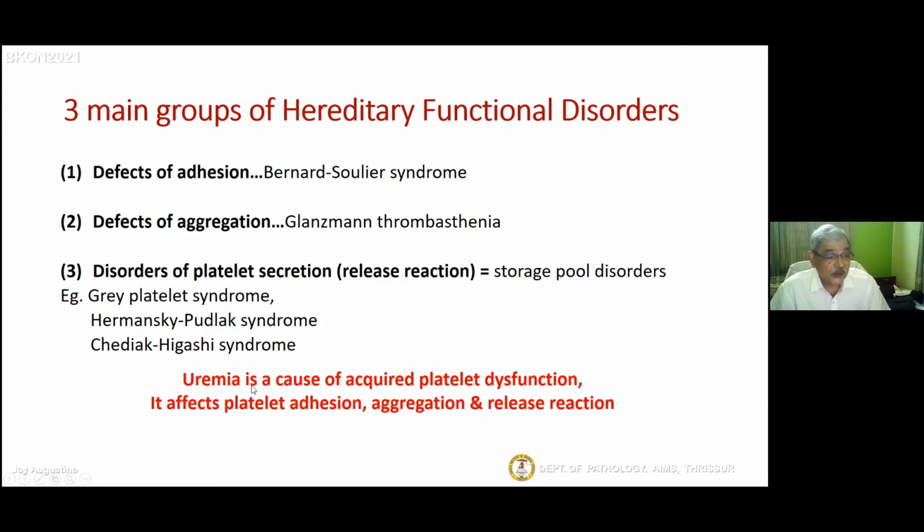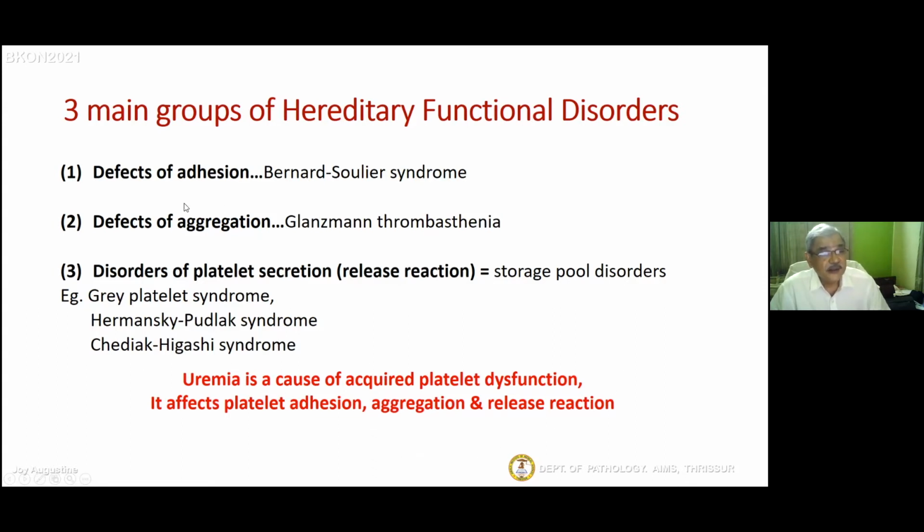Now, one other point, very important to remember, is that uremia is one cause of an acquired platelet dysfunction and can actually masquerade as any one of these disorders. So, if the platelet count is low or the platelet count is normal, but apparently the patient seems to have a platelet defect, bleeding or hemostatic problems, check the renal function. This is very, very important.